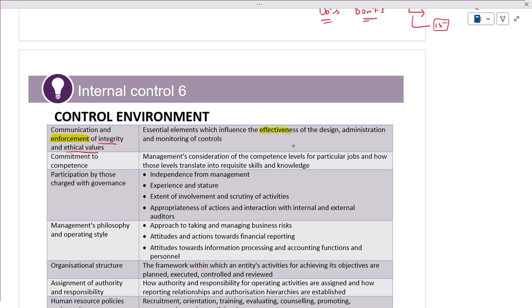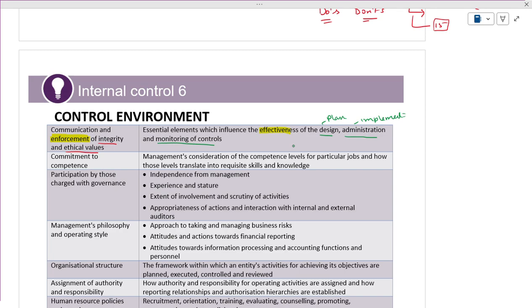They influence the effectiveness of the design: how we have planned, how we are going to administer and implement, and how you are going to monitor the controls. How you plan controls, how you implement controls, and not only implement, you should also monitor that yes, these controls have been implemented.